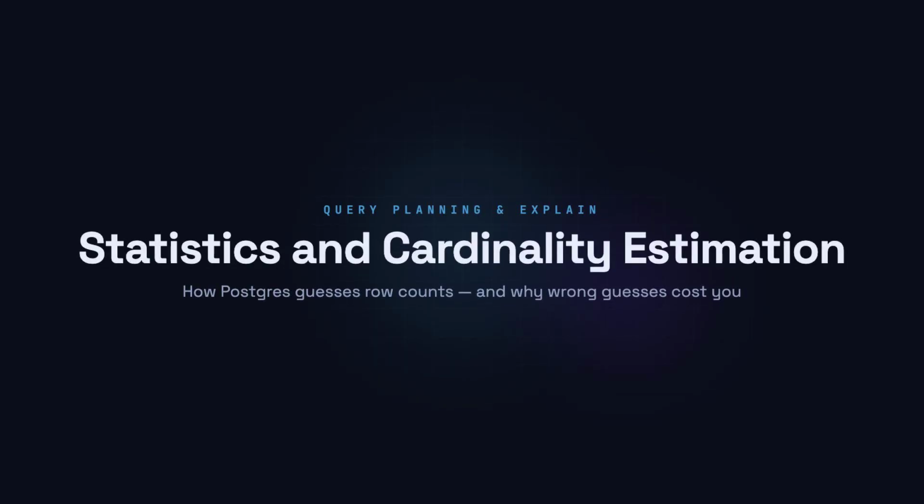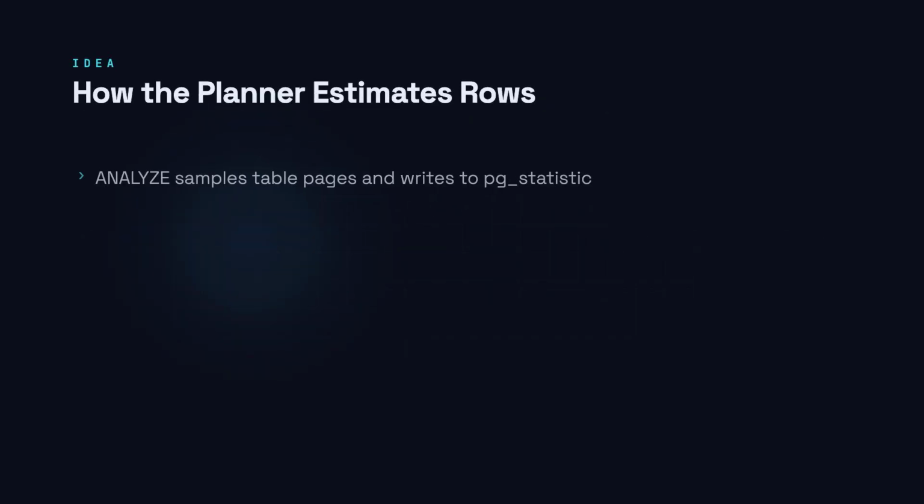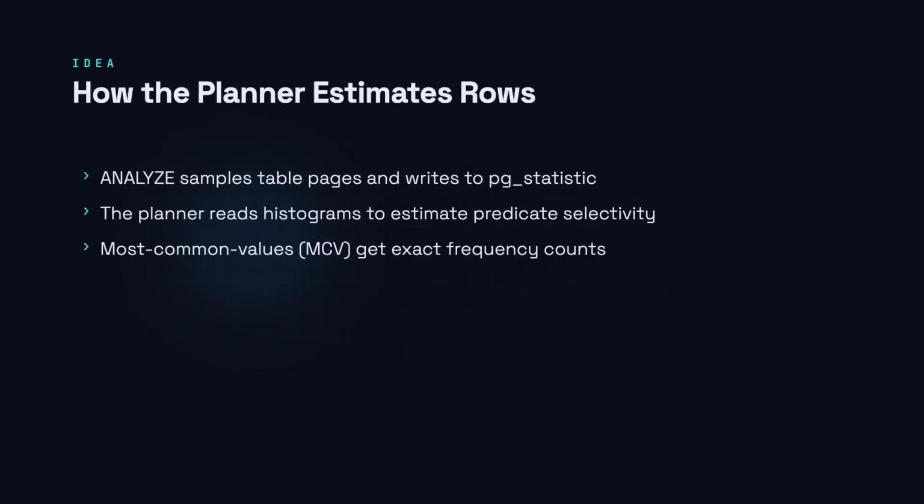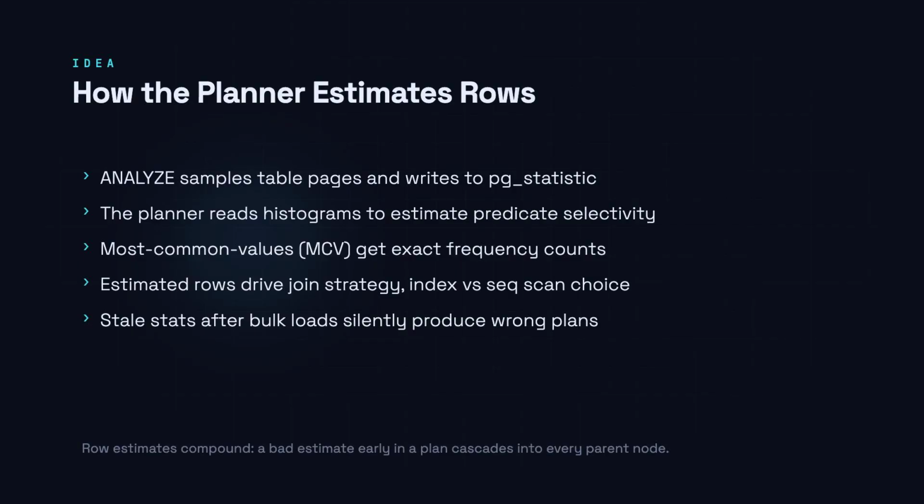The query planner never reads your data to pick a plan. It reads statistics. When those statistics are wrong or missing, the planner makes bad guesses, and you pay for it at runtime. Analyze samples up to the default statistics target of rows per page and builds two key structures, a most common values list with exact frequencies and an equal depth histogram for the rest.